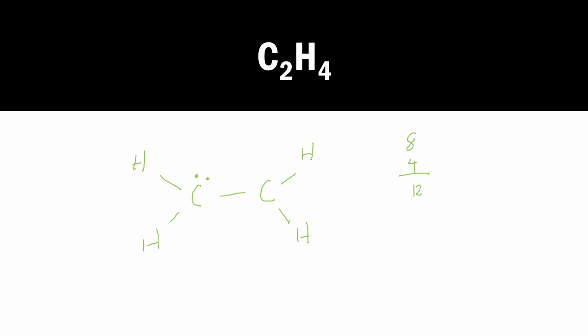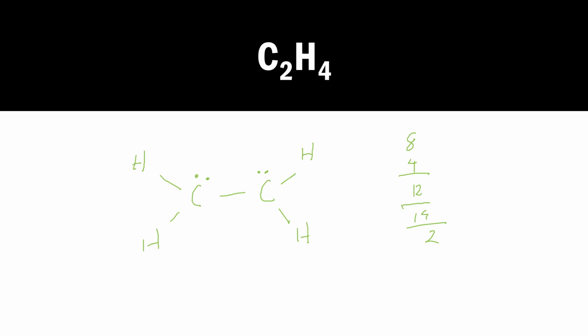And also here, 2, 4, 6. Need 2 more. Therefore 2 more. Now count valence electrons again. Okay, so how do you count? Count one here: 2, 4, 6, 8, 10, 12, 14. 14 over here. So therefore 2 advance.